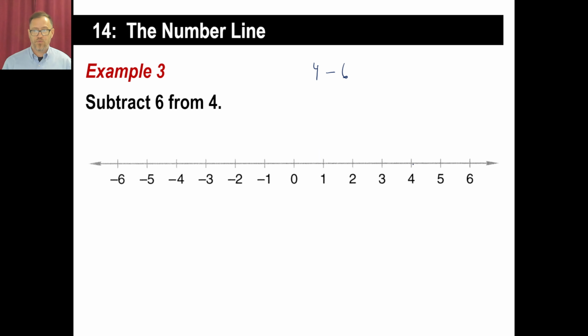So if you start with 4, and let's say somebody said subtract 1 from 4, you would just go 1. Oh, that's it. What's 3? But if you do 6 from 4, you're going to have to go back 6 times. 1, 2, 3, 4, 5, and then 6. There you go. So the answer to this is -2. So 4 minus 6 is -2.